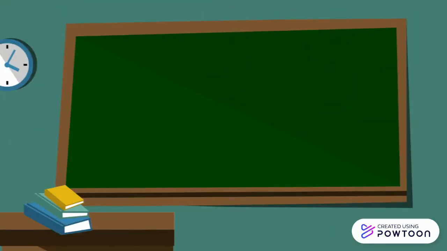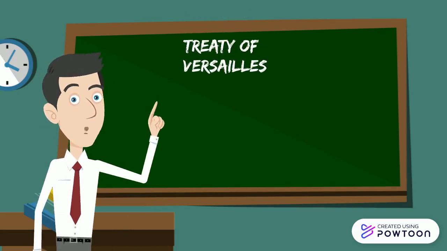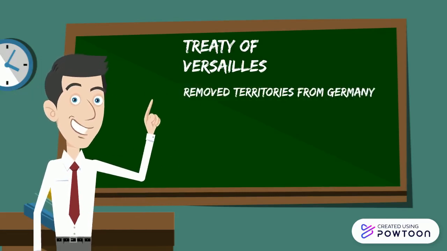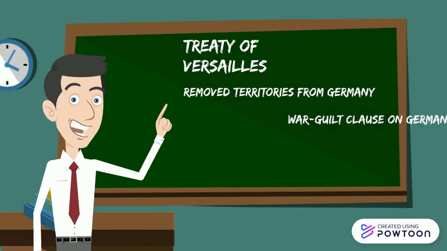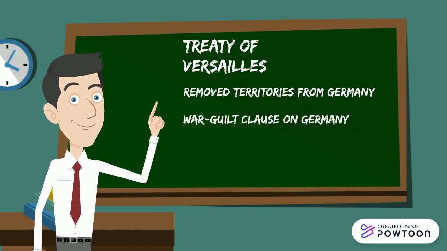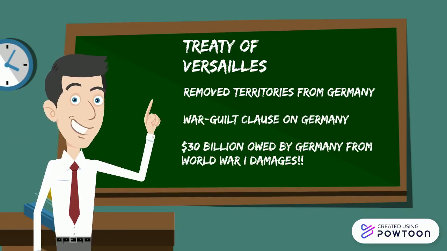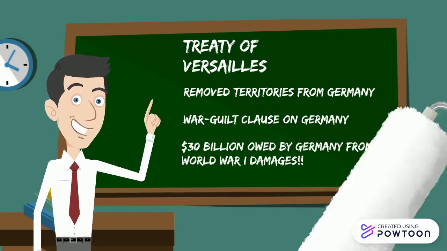The second cause that we see is the Treaty of Versailles, towards which Germany will feel very bitter through the conditions set through the treaty itself. Number one, the treaty is going to remove the territories that Germany owned prior to the war. Number two, it's going to place sole responsibility on Germany through the war guilt clause, thus having Germany owe $30 billion in reparation funds to the winners of the war.